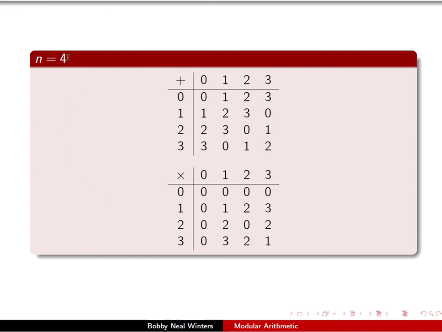And there's nothing magical about 4. Any number, 2, 3, 4, 5, 6, 7, 8, any positive integer, this will work for.